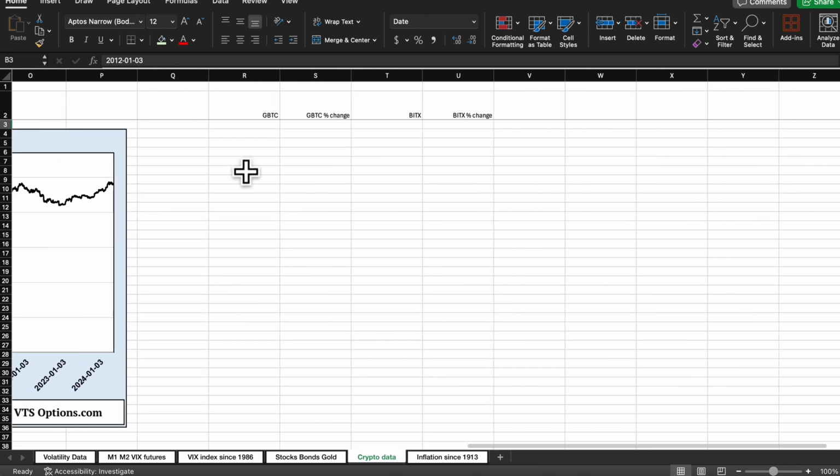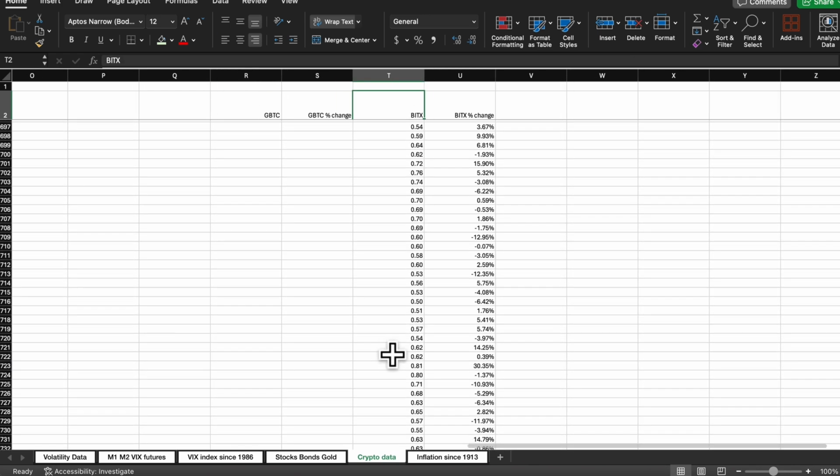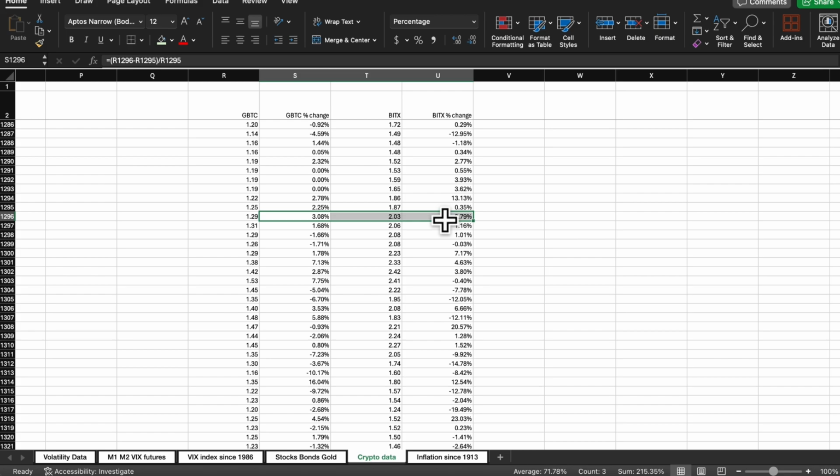Over to the right of the chart, I have included the Grayscale ETF as well as the 2x Bitcoin futures. These are tradable ETFs. If that fits your strategy, well, you're going to have this as well.